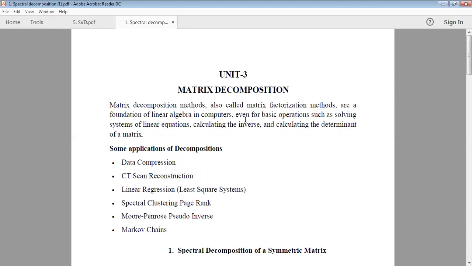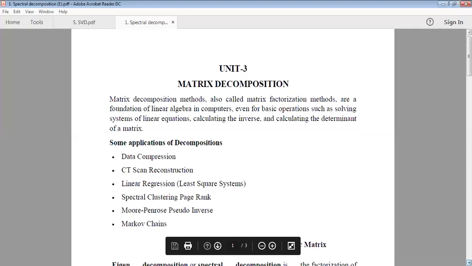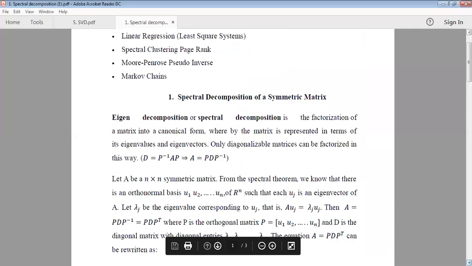This factorization can help to solve systems of linear equations, and sometimes to calculate the inverse and the powers of a matrix. Now we see some applications of matrix decompositions: data compression, CT scan reconstruction, linear regression, spectral clustering, PageRank, Moore-Penrose pseudo inverse, and Markov chains.